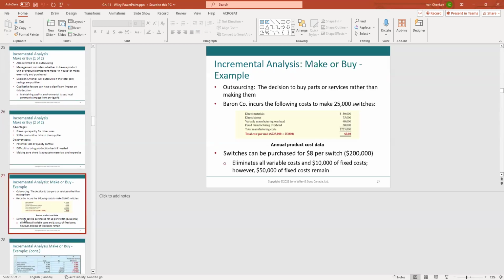Let's see now how we're gonna do. What's the question here? This company is outsourcing, the decision to buy parts or services rather than making them. Byron has incurred the following cost for 25,000 switches. We have direct material, direct labor, variable manufacturing overhead, fixed manufacturing overhead, total manufacturing cost. Total cost per unit cost them $9. This company comes up and says, hey, I can produce those switches. I can sell it to you for $8 per switch. Would you accept the offer or not?